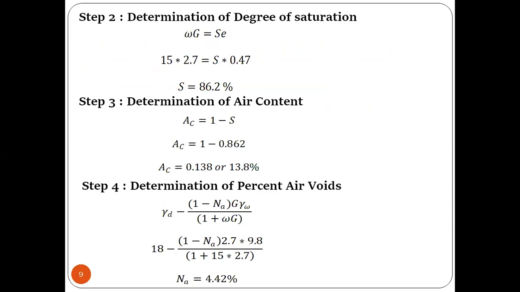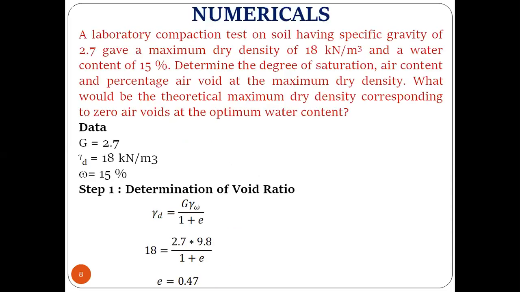And next thing is to find out when E I had got, so all other data are there here, that is the formula is WG is equal to SE, right? So here I have to find out S, degree of saturation is S, W I know, G I know, and E value also I know, so that we can easily find out S value, right? So here S value I had got it as 86.2%.